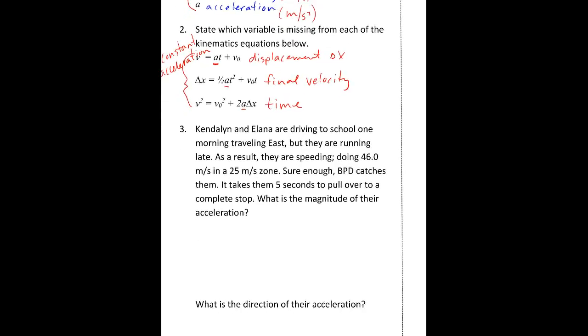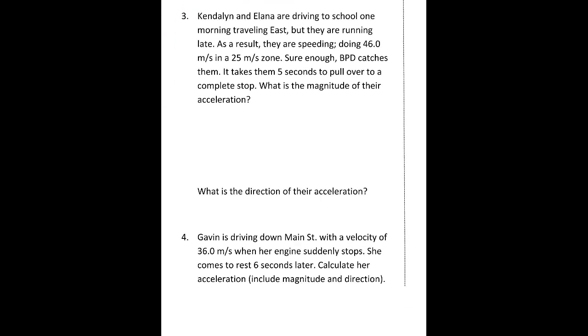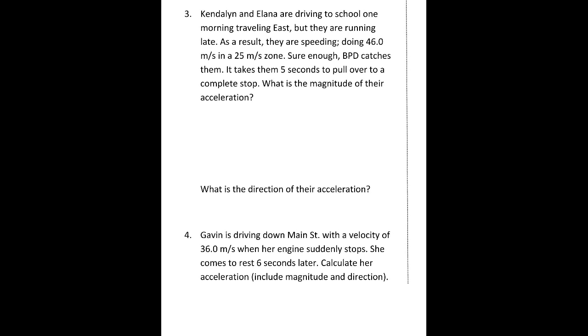So the first question says Kendall and Elena are driving to school one morning traveling east, so there's our direction, but they are running late. As a result, they're speeding, doing 46 meters per second in a 25 meter per second zone. Sure enough, Boerne Police Department catches them. It takes them 5 seconds to pull over to a complete stop. What is the magnitude of their acceleration?